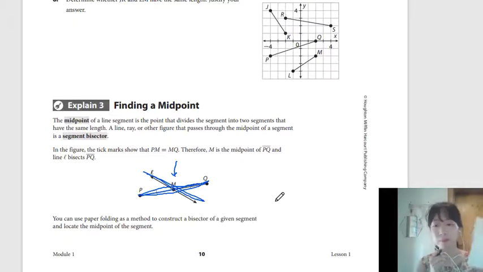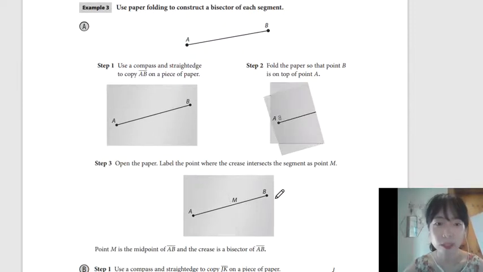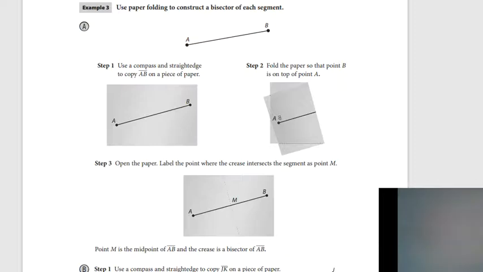I have a paper. Let's go to example 3. Use paper folding to construct the bisector of each segment. So step 1, you're going to use a compass and straight edge to copy AB on a piece of paper. Okay, I'm going to put the paper on the screen so that I can copy it right off the screen. You see that? Yeah.